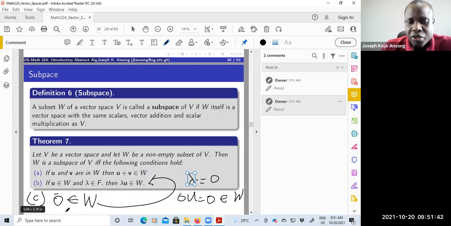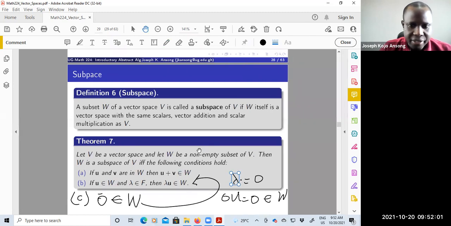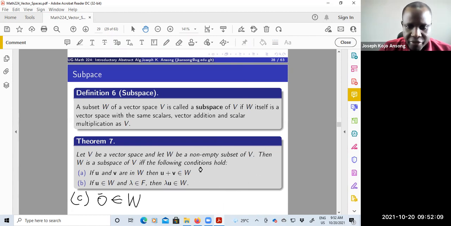But it's also important because to check that something is a subspace, one of the easiest conditions to check is whether the zero vector is actually an element of W. If it's not, then you can easily conclude that it's not a subspace. Good, so that is one of the checks that you'll be doing. Now that we understand this theorem, we're going to prove it.